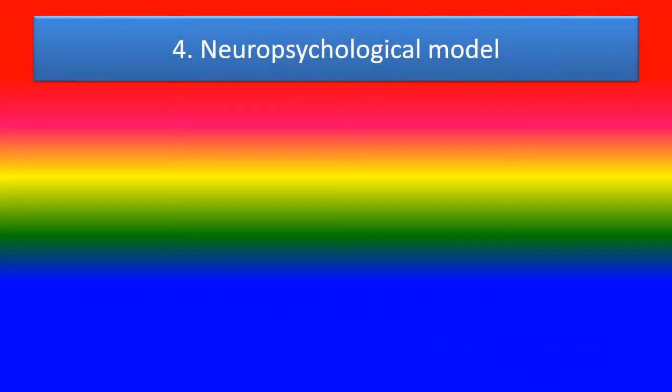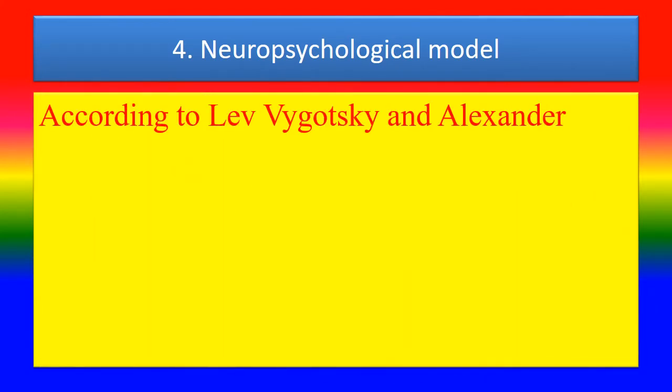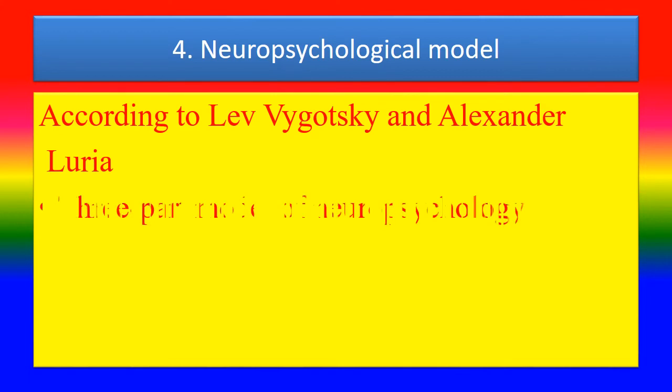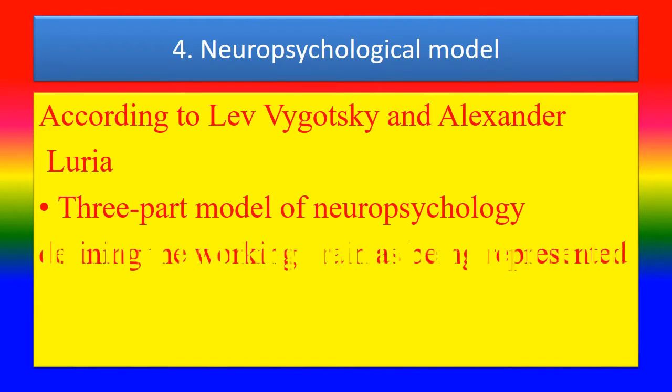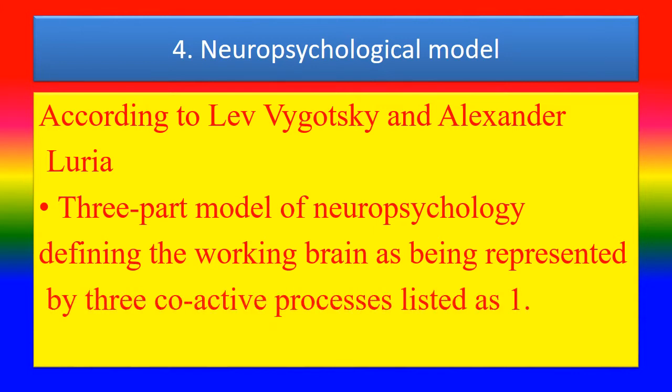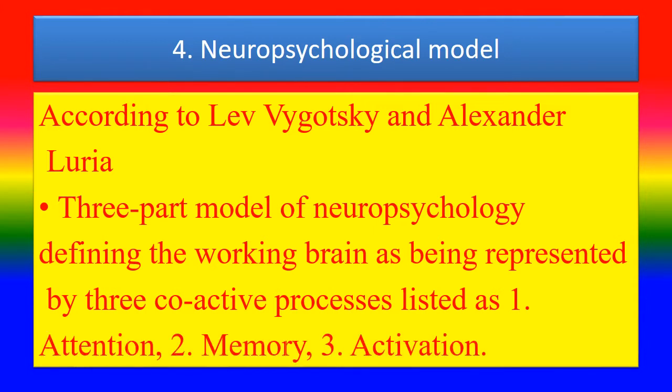For the neuropsychological model, according to Lev Vygotsky and Alexander Luria, a three-part model of neuropsychology defines the working brain as being represented by three co-active processes listed as: one, attention; two, memory; three, activation.